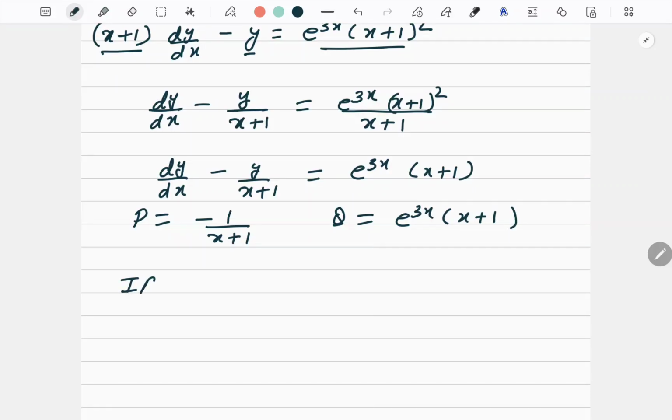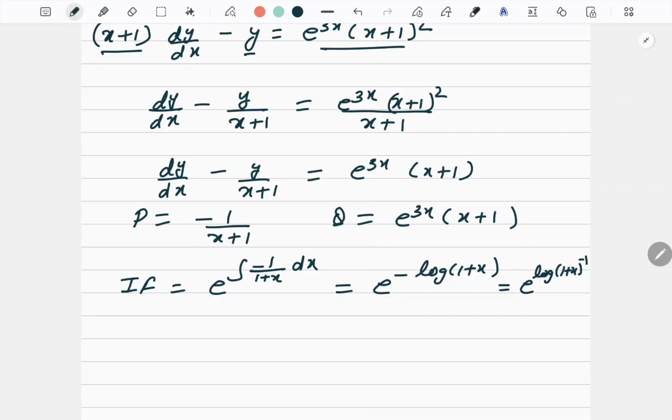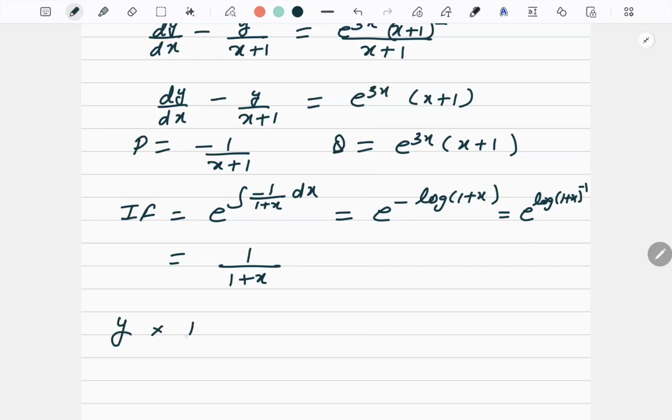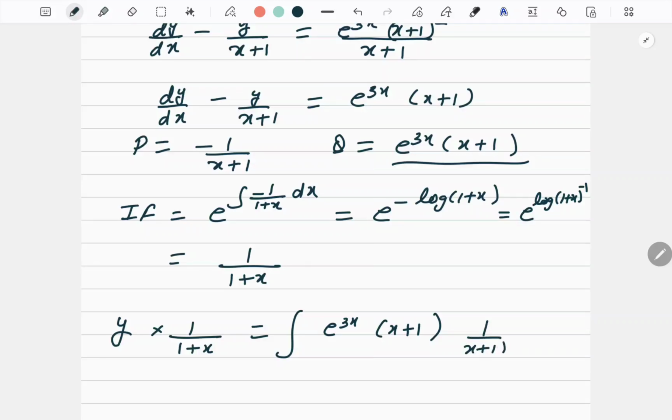Right? Now, the integrating factor is equal to e to the power integral of minus 1 by 1 plus x dx, which is equal to e to the power minus log of 1 plus x. As I said, the minus sign will go in the power. So, e to the power log of (1 plus x) to the power minus 1. And this will become 1 upon 1 plus x. Right? So, now what is the solution? y into 1 upon 1 plus x is equal to integration of q times the integrating factor. What is q? e to the power 3x times (x plus 1), see this is q, into 1 upon x plus 1 dx plus c.